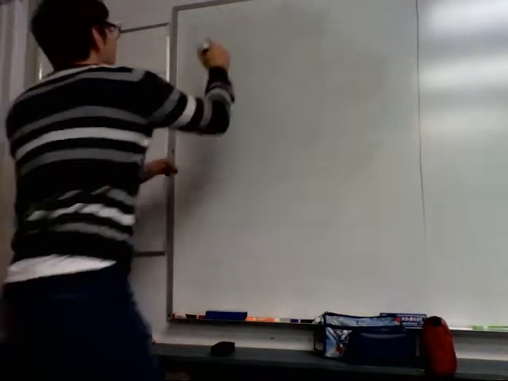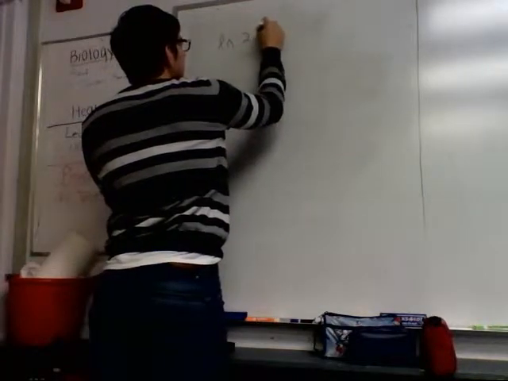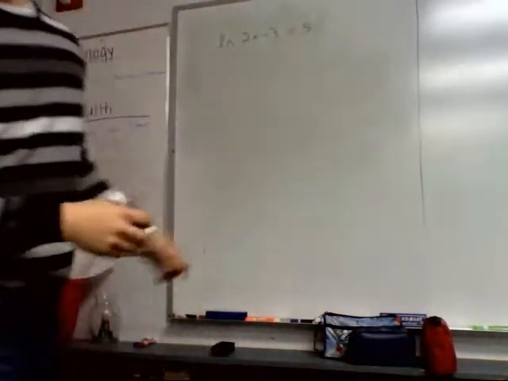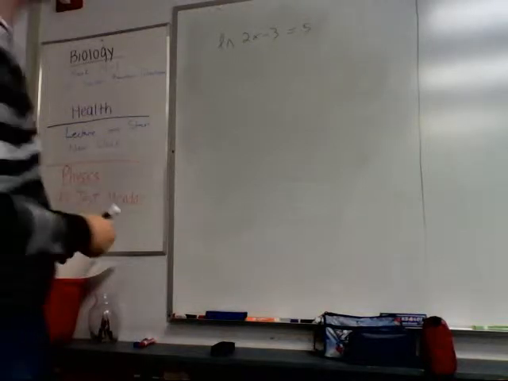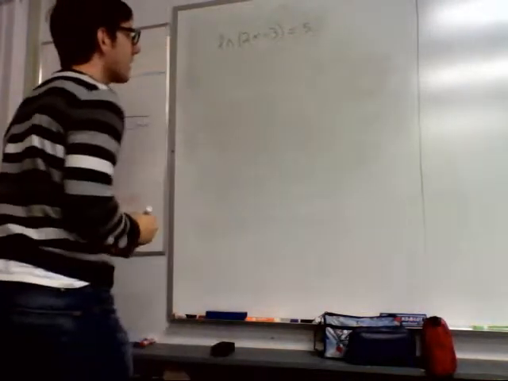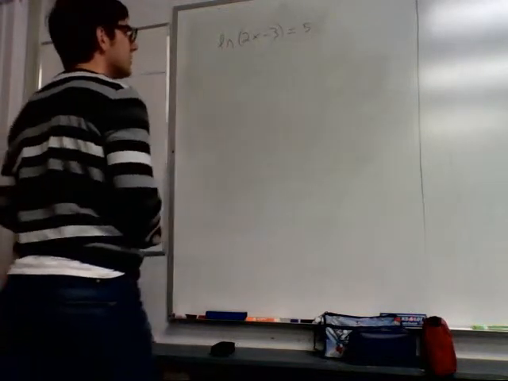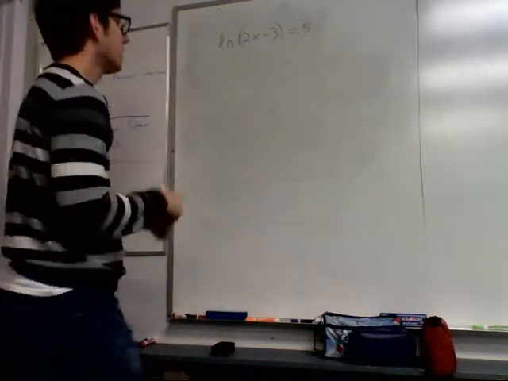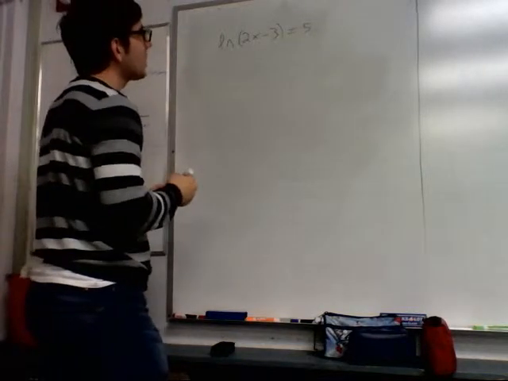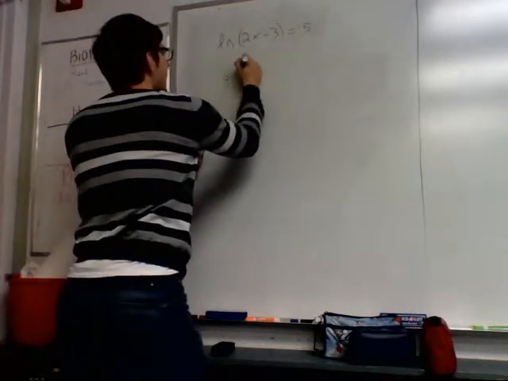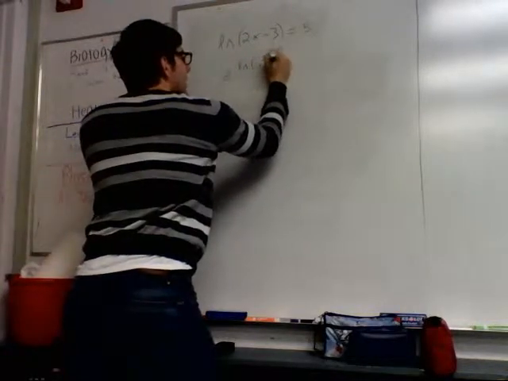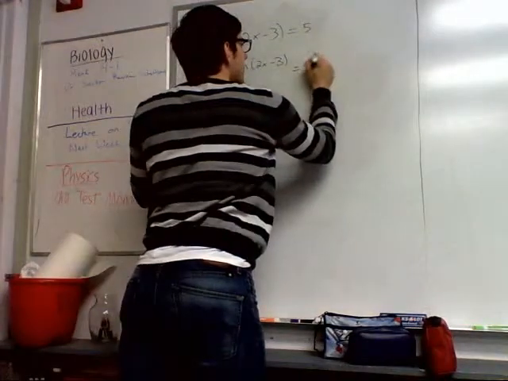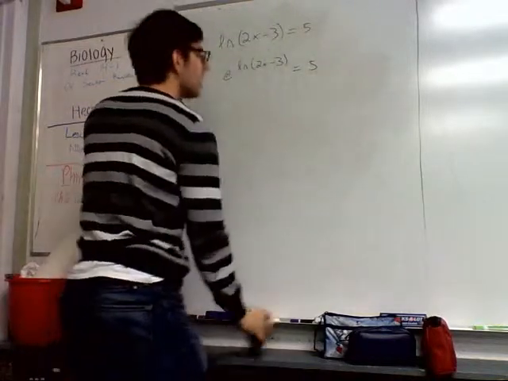So here we have example 2, solving a logarithmic equation. Basically the opposite. We're going to go ln of 2x minus 3 equals 5. Is that right? Yeah. So if we raise this to the e, or like e to the ln of x, 2x minus 3 in this case, we can cancel it out. So let's raise both sides. E to the ln of 2x minus 3 equals e to the 5th.